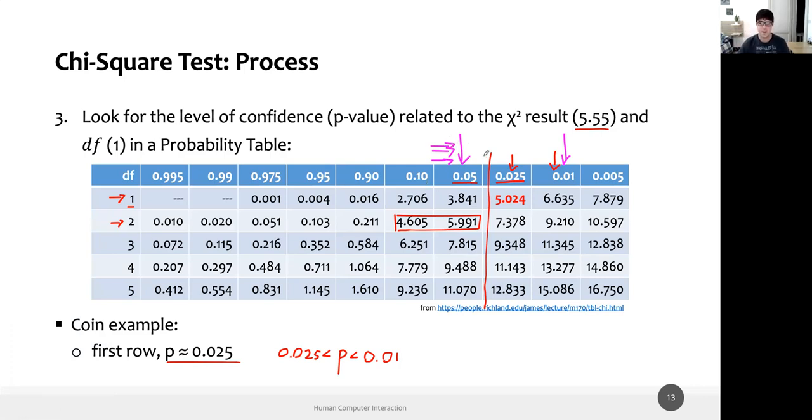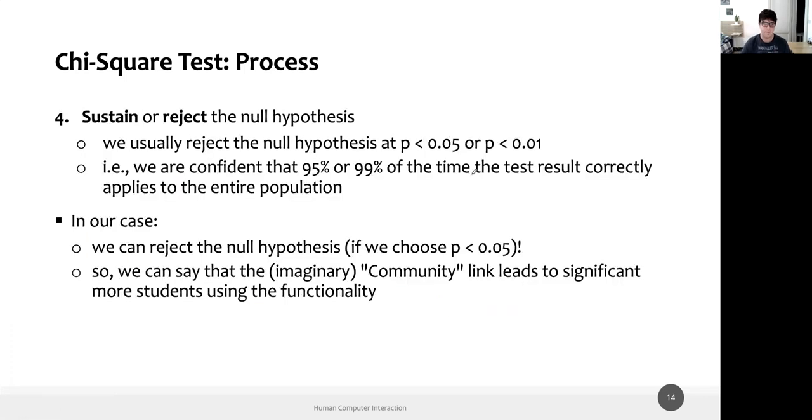So in our case, what would happen? What does this mean? Well, this means that we are confident that in 95% of the cases, or 99% of the cases, the test results correctly apply to the general population. So if we repeat the test, we are confident that we are going to the entire population of students performing the test.